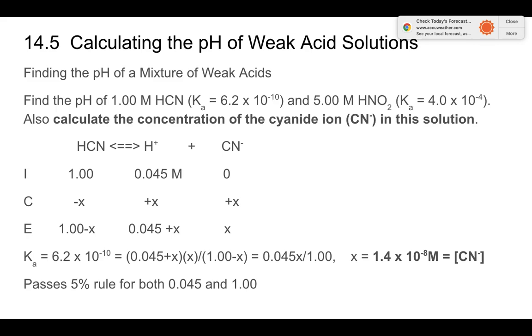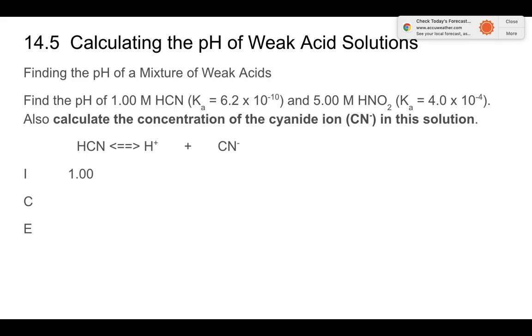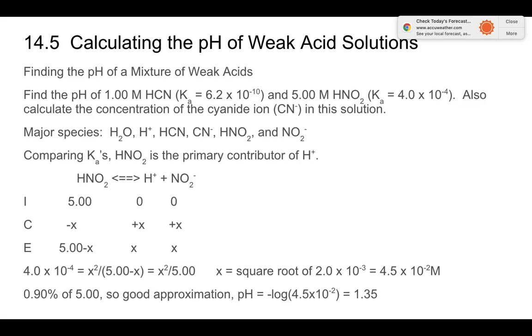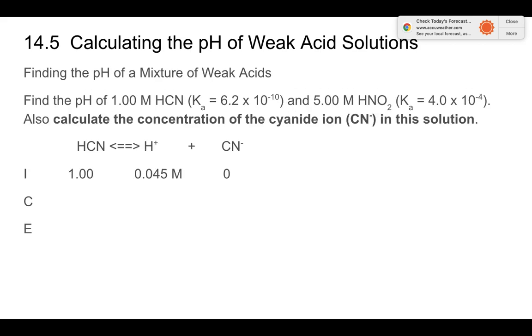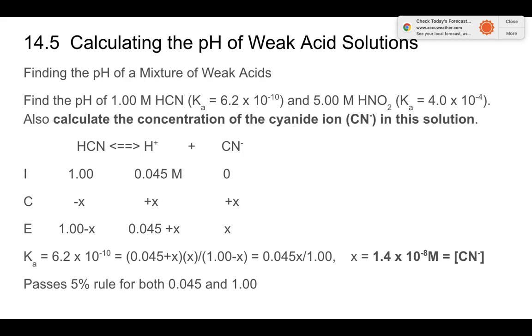This 1.4 times 10 to the minus 8 molar, that actually makes more x, or plus x for the H plus, that's going to be negligible in comparison to the 4.5 times 10 to the minus 2 molar that we saw from the HNO2. So the plus x here does not add anything to the pH of the solution. And we passed the 5% rule, so we've solved both halves of that problem.